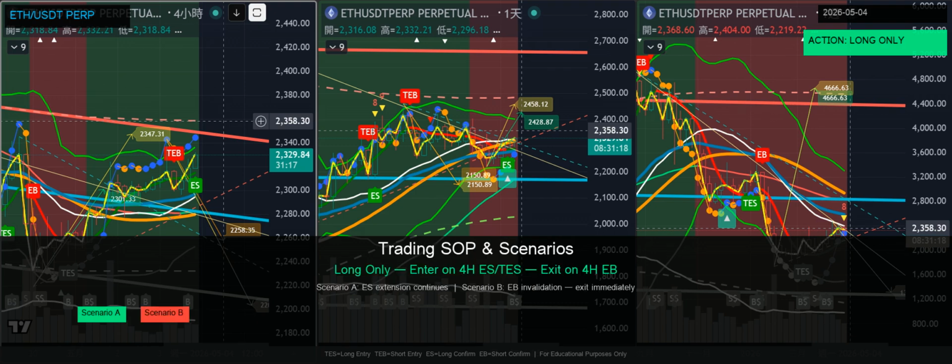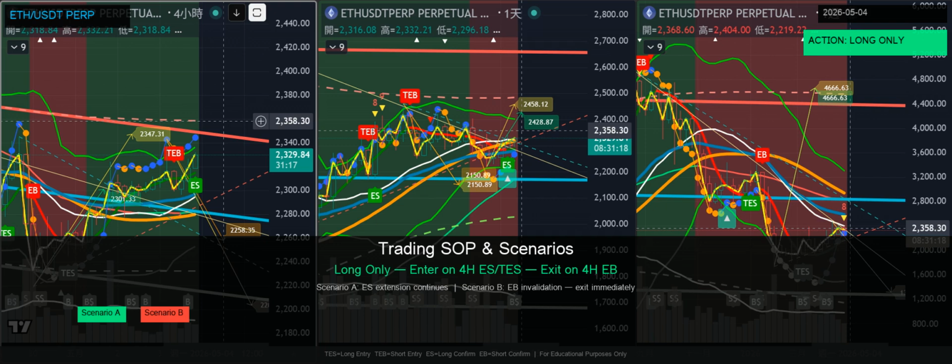With all three timeframes aligned long, let's define your exact trading playbook. The three timeframe consensus: weekly long via TES, daily long via ES, 4-hour long via ES. The system rule is simple: only look for longs. Do not short. This is not a divergence setup. All three timeframes are pointing in the same direction. Here is your standard operating procedure.